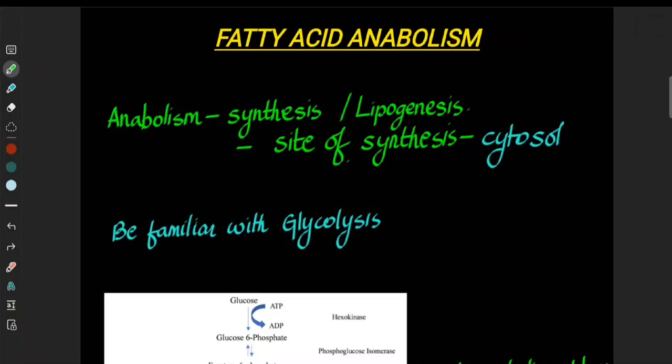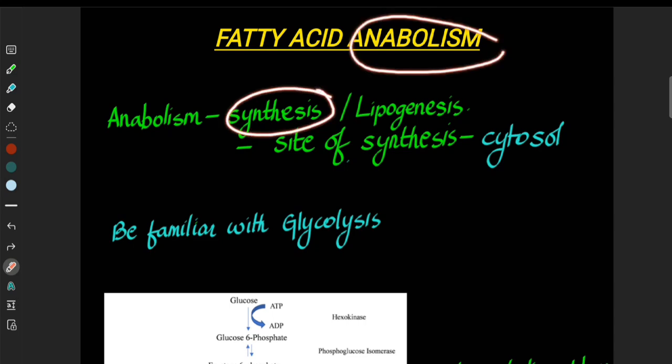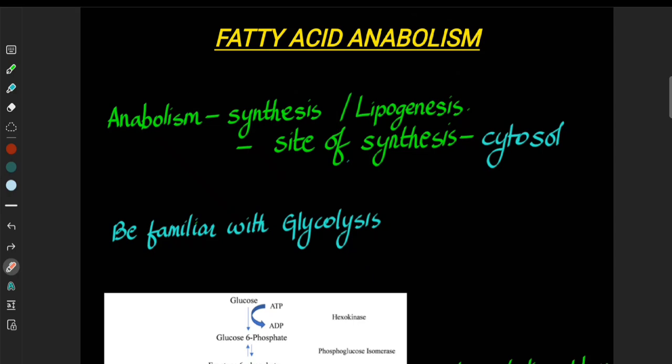Hi everyone. In this video, we're going to learn about fatty acid anabolism. When we talk about the term anabolism, we have to understand that it means synthesis, right? So, anything that is undergoing synthesis is called anabolism. And then the process of fatty acid synthesis or anabolism is also known as lipogenesis. The site of synthesis of the fats is the cytosol, that means in the cytoplasm, right?